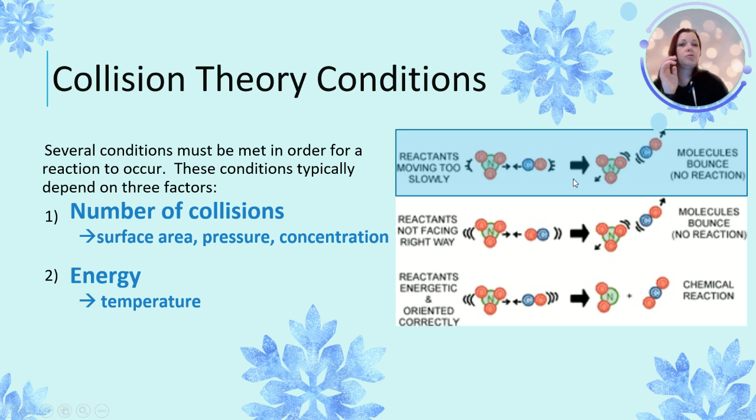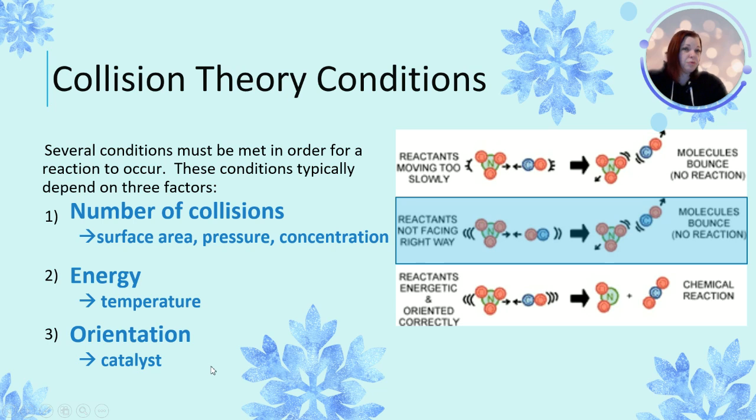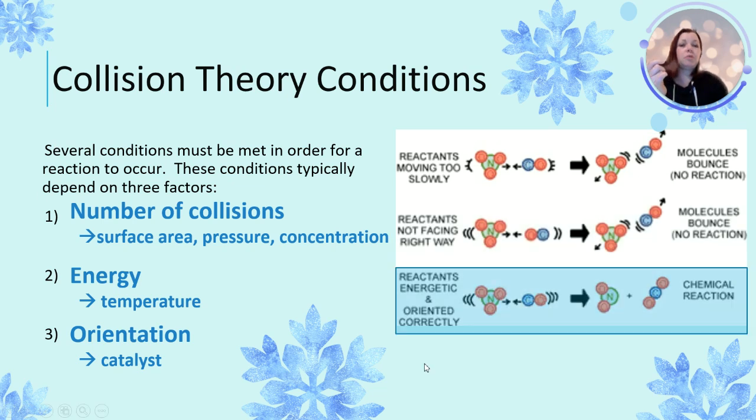If reactants are moving too slowly, then the molecules will bounce off of each other and they won't react. They'll just collide, but then move apart again. So your energy has to be high enough in order for the reaction to occur, and that's called the activation energy. Finally, you need orientation. We can impact this with a catalyst. A catalyst really helps with the orientation aspect of a reaction. There are some reactions, notably in biological systems, that are very difficult to occur just in solution. But if you put a catalyst in there, such as an enzyme, then the reaction can occur. And so when the reactants are energetic and oriented correctly, then the chemical reaction will happen.